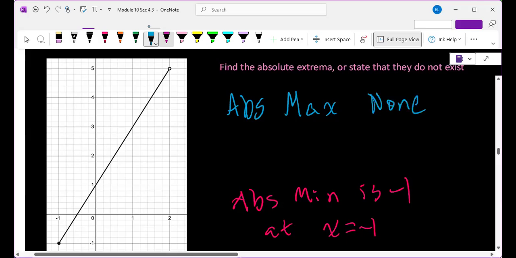Now, if we were taking a limit, the limit would approach 5. So if we filled in the dot, then we'd have an absolute max at 5. But when we have these open circles, we just get closer and closer and closer, but we can't count it as a max or a min.